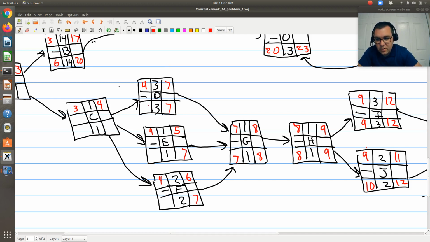D has a duration of 3, so that's going to be a latest possible starting time of day 4. E is going to be latest possible starting time of day 6. And F, latest possible starting time of day 5.